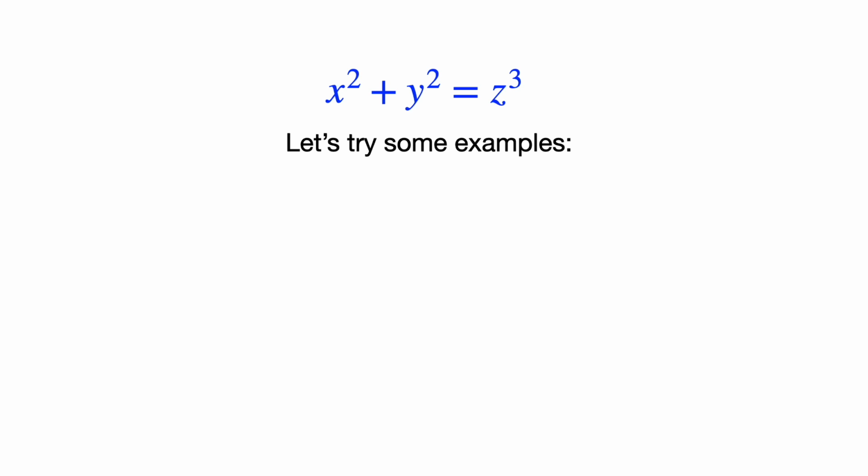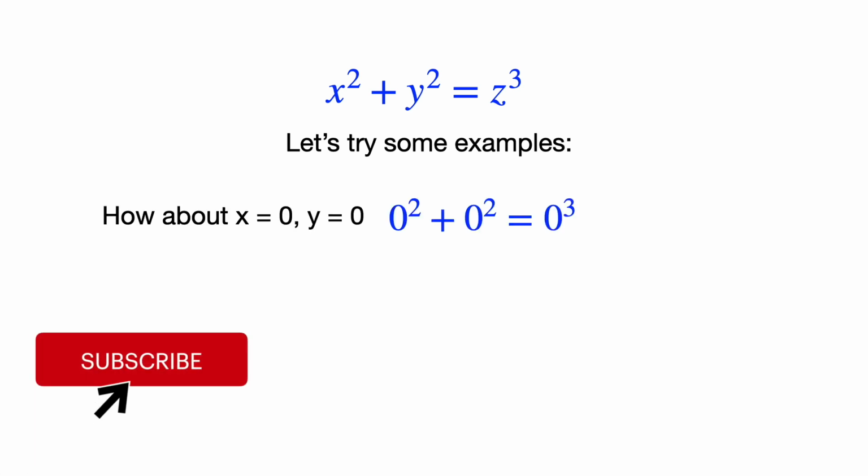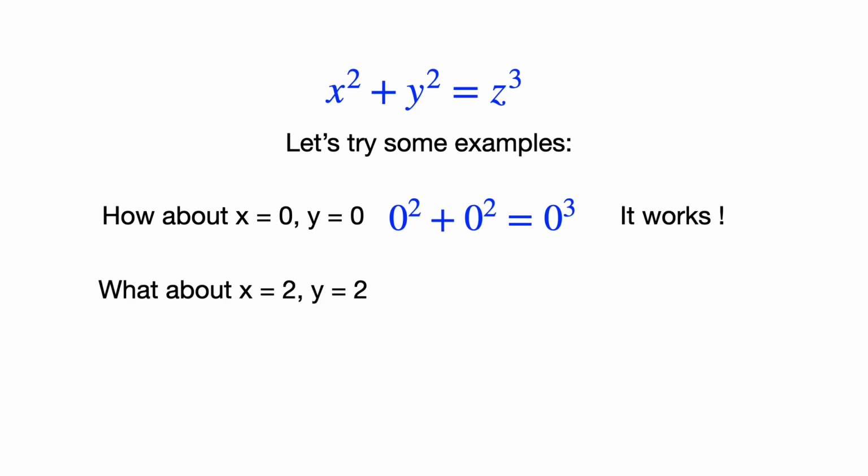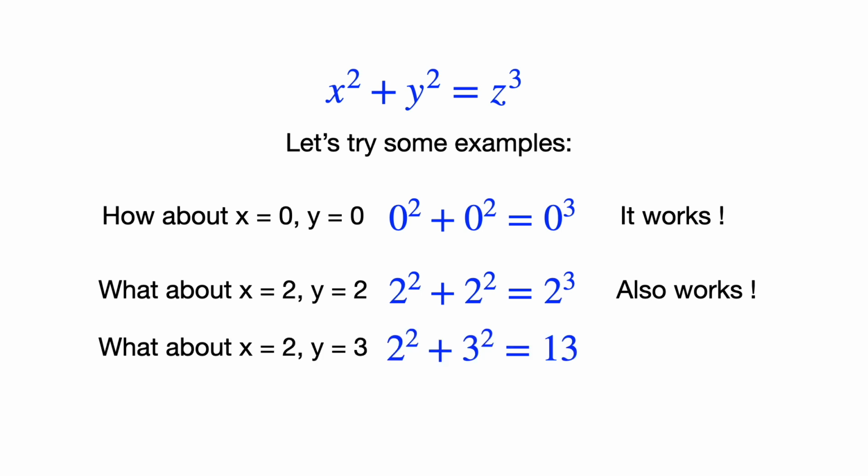Let's first try some examples. How about x and y equal to 0? Clearly 0 squared plus 0 squared is 0 cubed, so that works. What about 2 and 2? 2 squared plus 2 squared is 2 cubed. So that also works. What about x is 2 and y is 3? We see that 13 is not a cube, so that doesn't work.